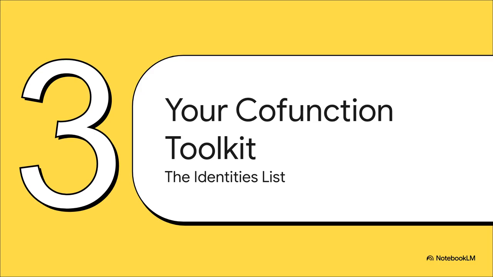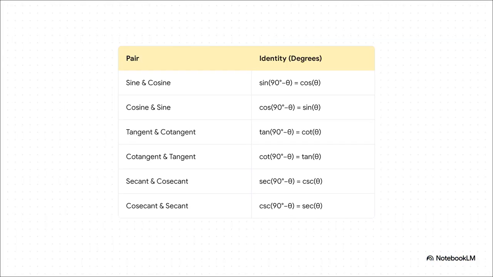So let's lay out the complete toolkit of identities that you can now use. And here they are, the whole set. The sine of an angle's complement is the cosine of the angle. The tangent of a complement is the cotangent. The secant of a complement is the cosecant. And you can see it works perfectly in both directions for every pair. It's a completely symmetrical system. Oh, and by the way, this works for radians too. Just swap out 90 degrees for pi over 2.